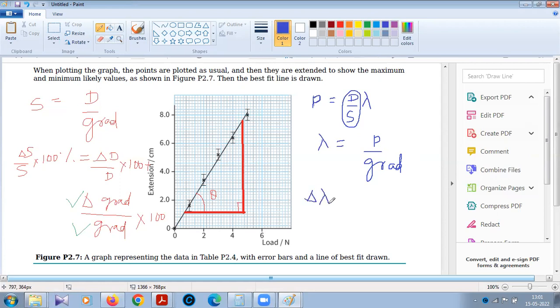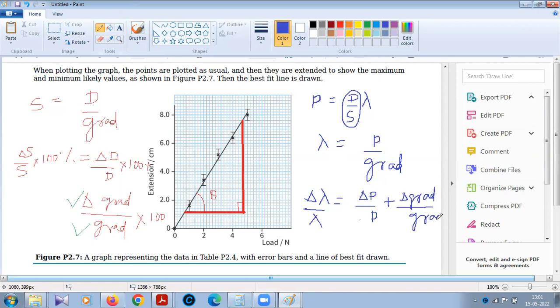So delta lambda by lambda will be equal to delta P by P into 100, and as errors get added up, it will be plus delta gradient upon the gradient.